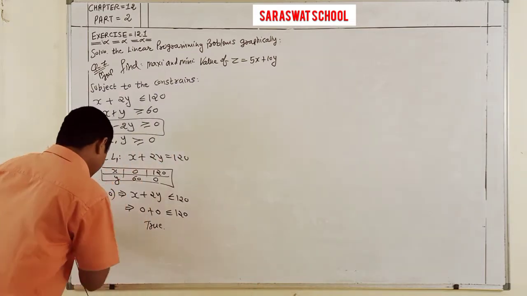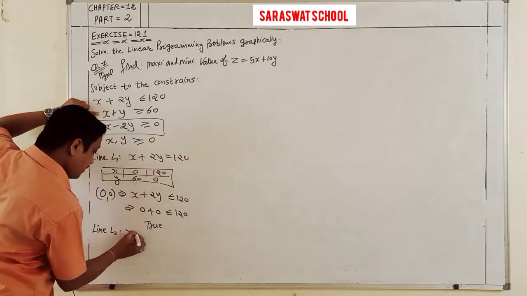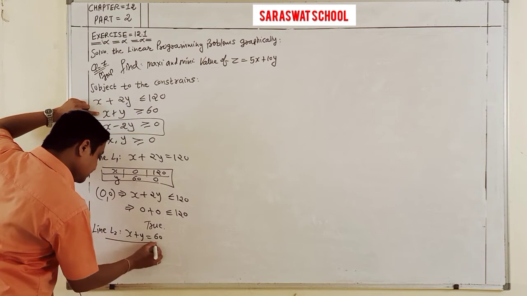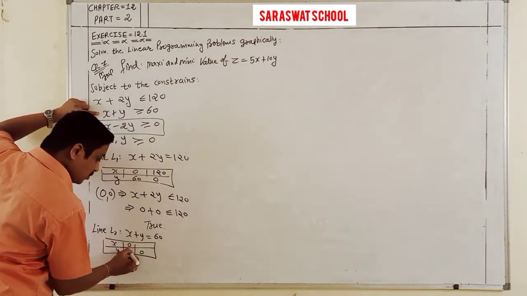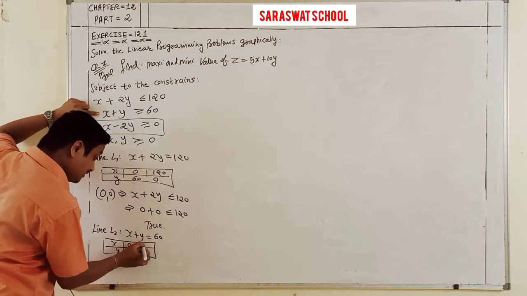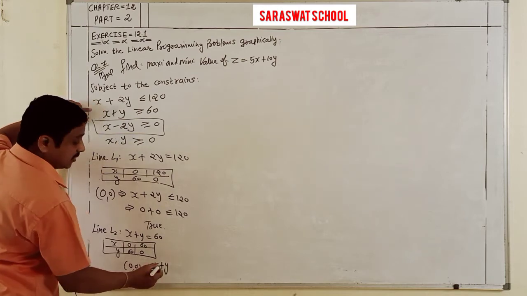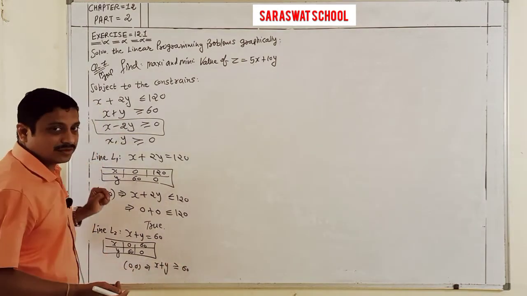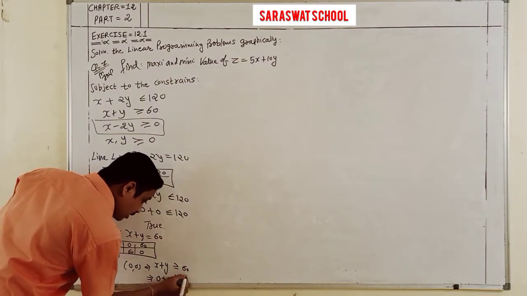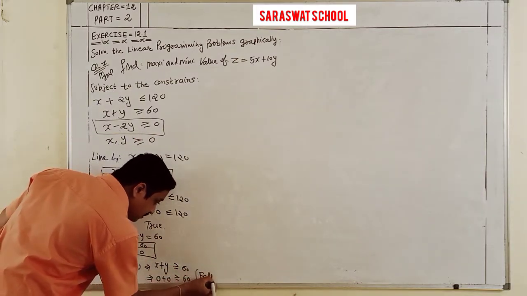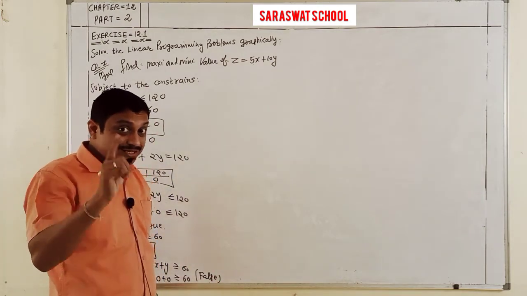Now the second line L2: x + y = 60. Simply, x = 0 gives y = 60, but y = 0 gives x = 60. Here I will check whether x + y ≥ 60. Very easy: apply 0 + 0 ≥ 60. It is false, because 0 is not more than 60, which means the graph is not towards the origin.